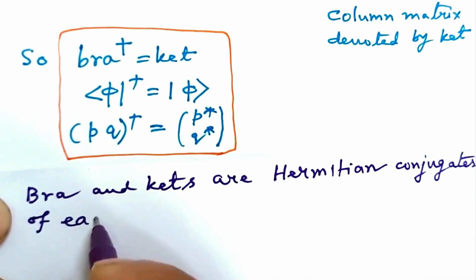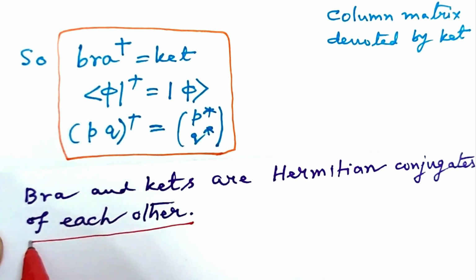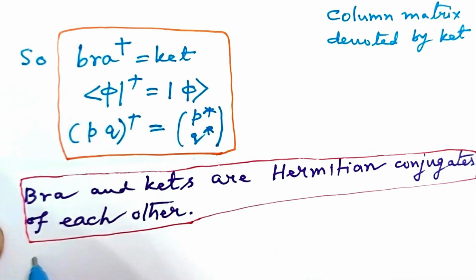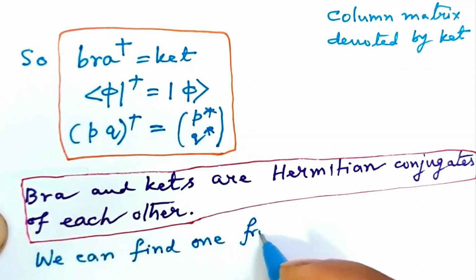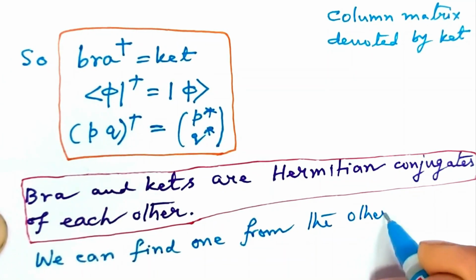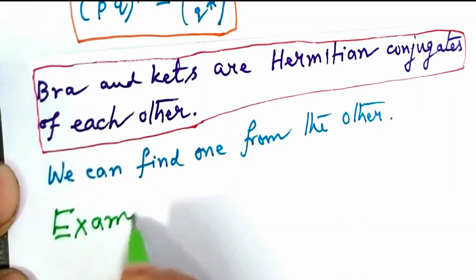That is, bra is the dagger of ket and ket is the dagger of bra. So we can find or generate one from the other, bra from a ket and ket from a bra. Let us furnish some examples.